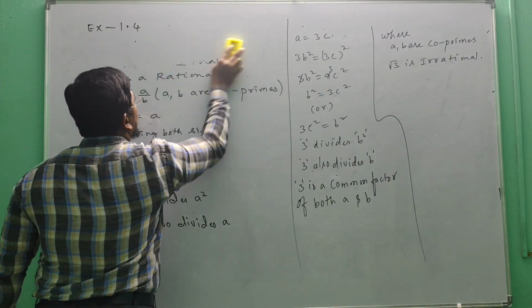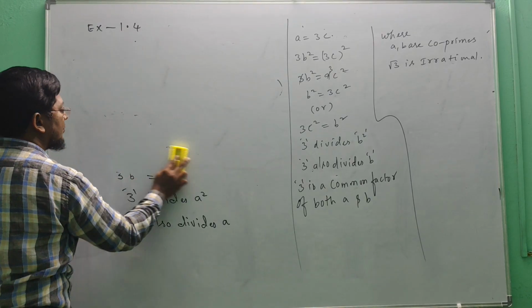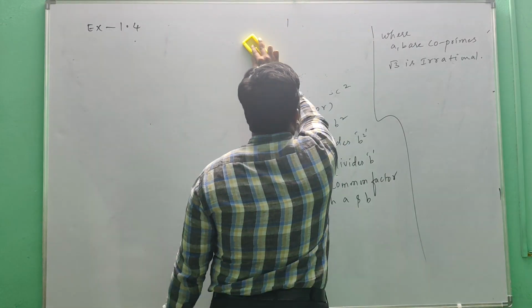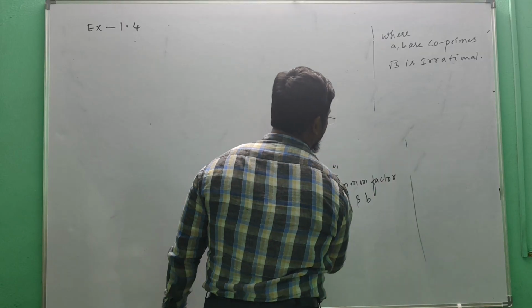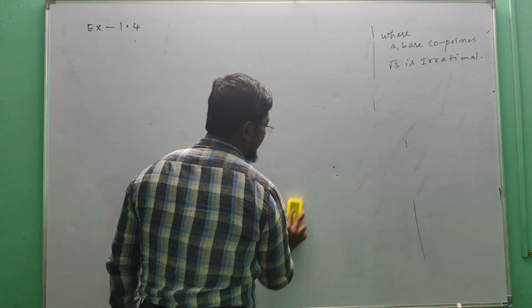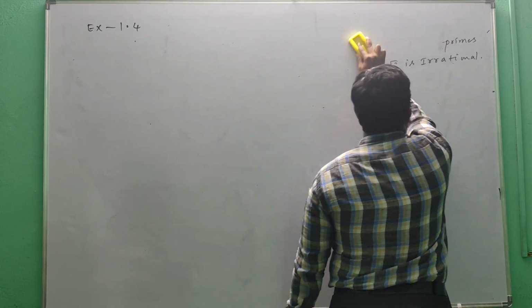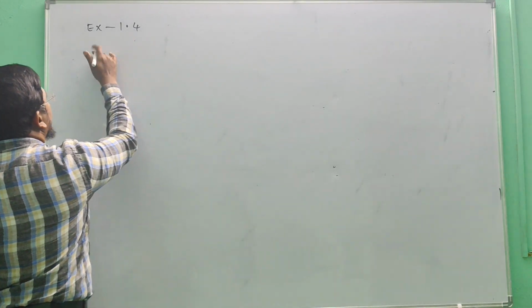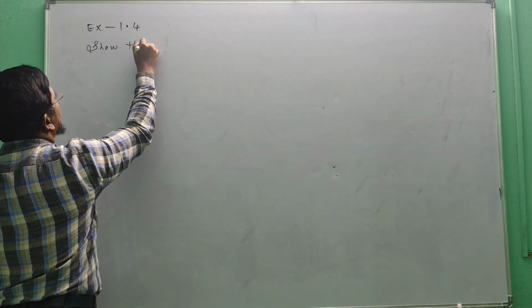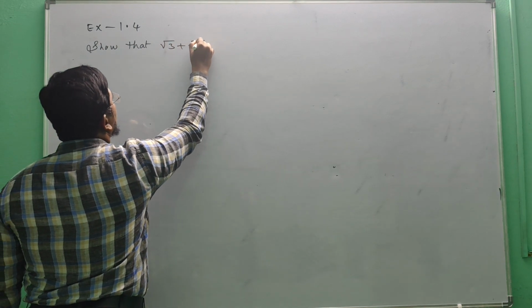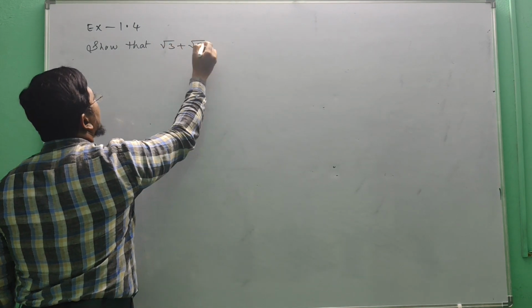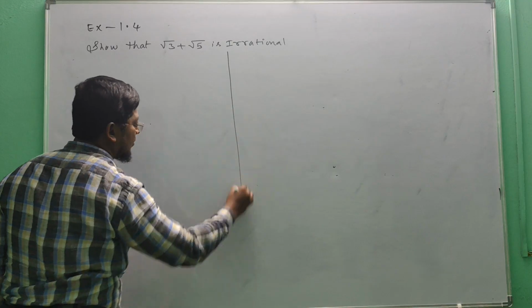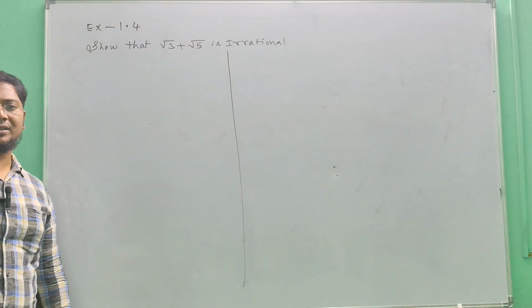Okay, we have a fourth question. Show that root 3 plus root 5 is irrational. Okay, this is our next question. Root 3 plus root 5 is irrational.